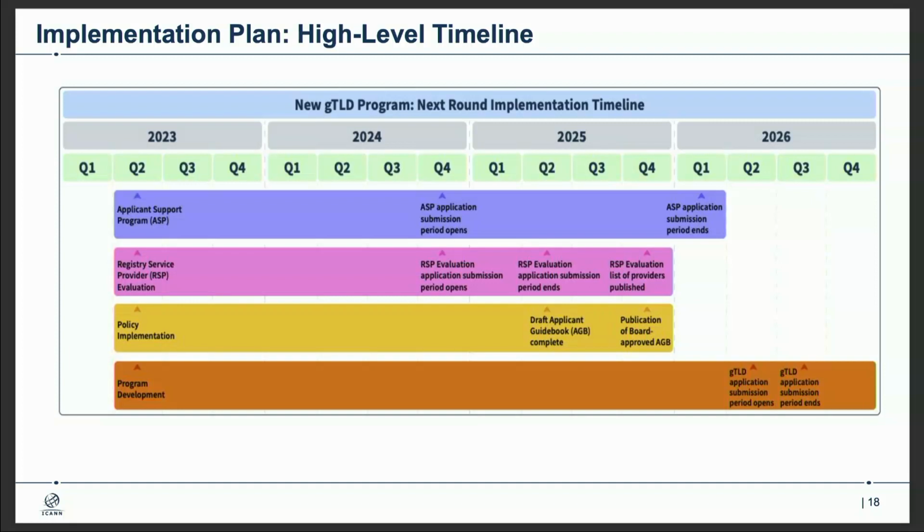By then, we shall have evaluated registry service providers and published them. And therefore, if I want to apply for a name, I will choose among the pre-evaluated registry service providers that are qualified technically to work with me on my application.